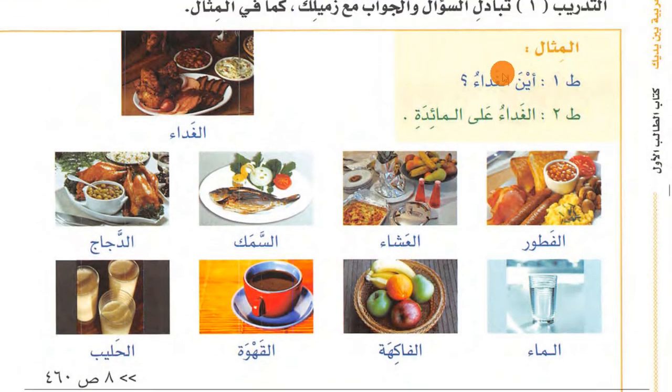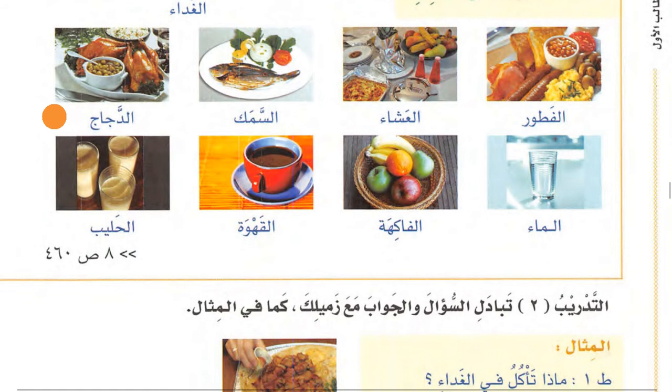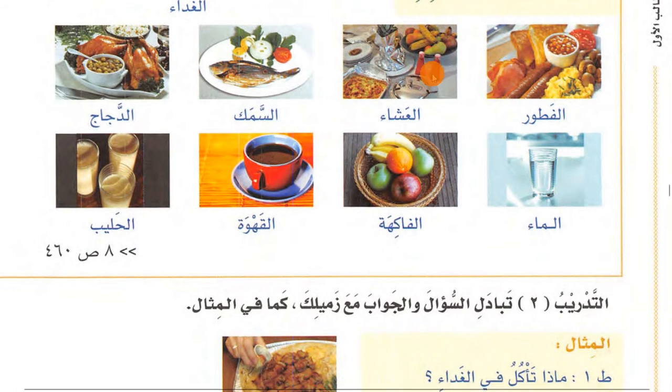Now you need to remember this question. Whatever is in the picture, you will ask where is that thing, then the second person will tell you it is on the dining sheet. So you will hide the example and then you will say ayna al fatur, where is the breakfast, and the second person will say al fatur ala al maida, the breakfast is on the dining sheet. Ayna al asha, where is the dinner? Al asha ala al maida, the dinner is on the dining sheet. Ayna al samak, where is the fish? Al samak ala al maida, the fish is on the dining sheet.